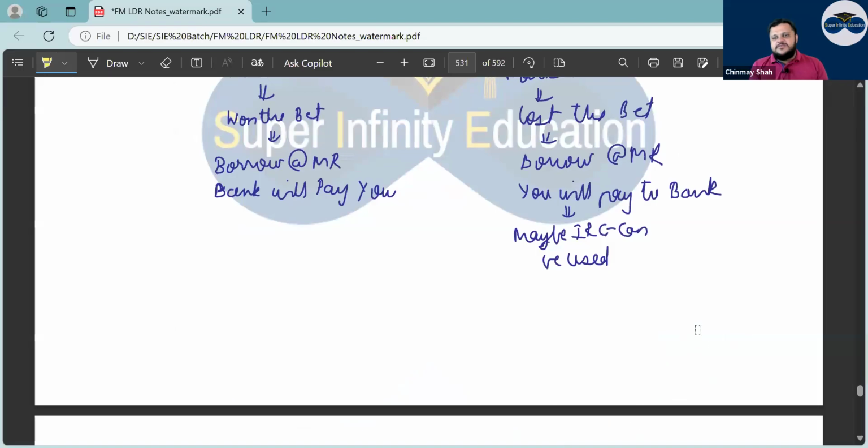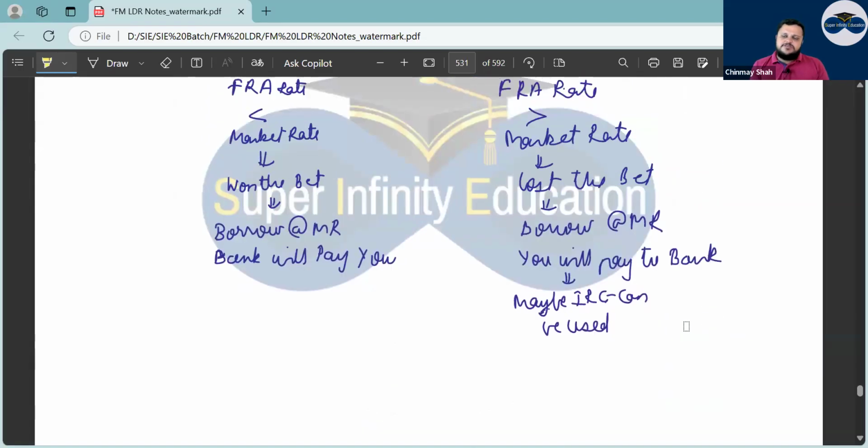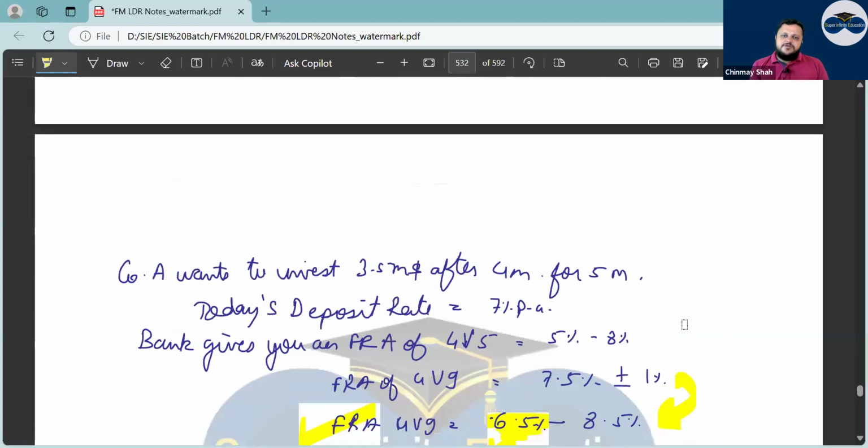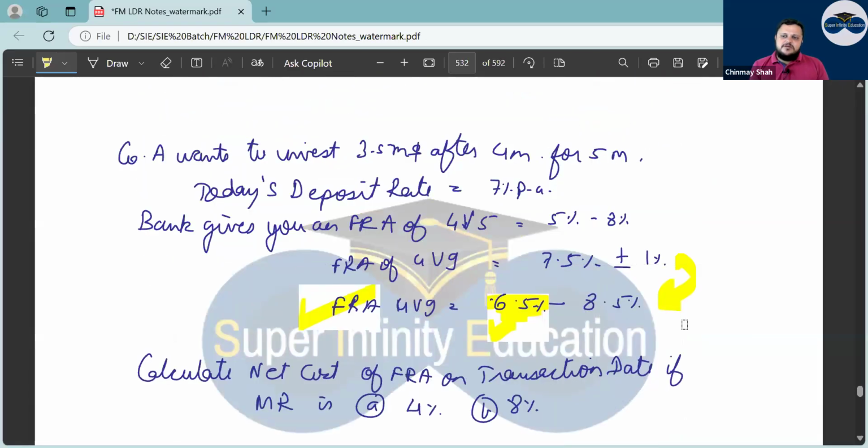Right? And here an IRG, interest rate guarantee, can be used, because for losses, IRG can help you avoid the losses, correct? Now coming to the depositor, have a look at the depositor.